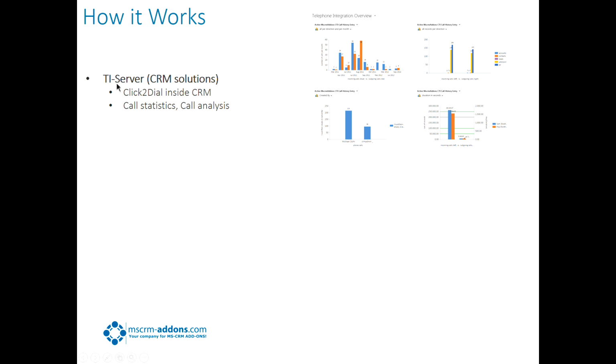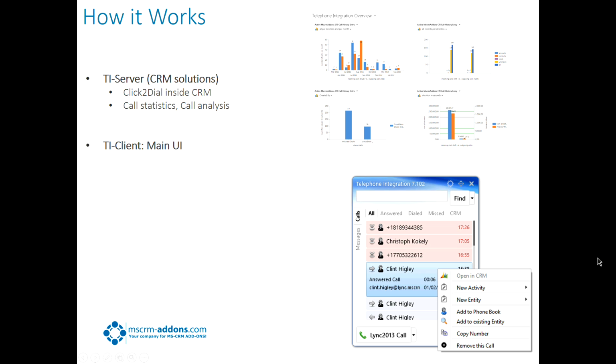How this basically works is it's broken down into two components. The first component is the telephone integration server. That basically is the CRM solutions there. It handles the click-to-dial inside of CRM. It also handles your call statistics and analysis, which you can see right here. The second portion of it is the telephone integration client, and this is the main user interface for all the users.